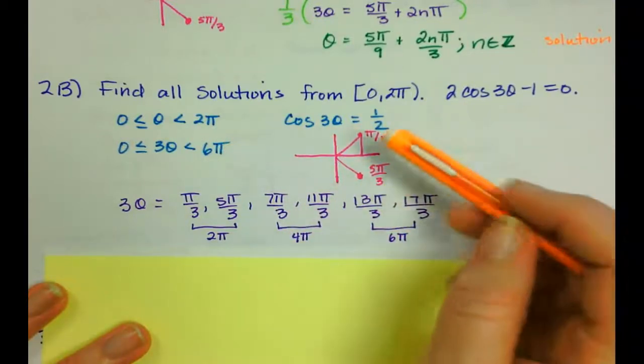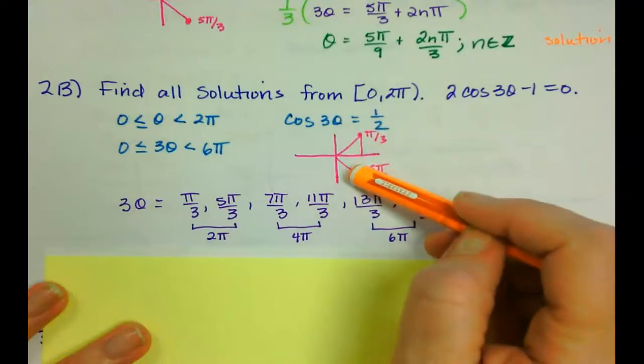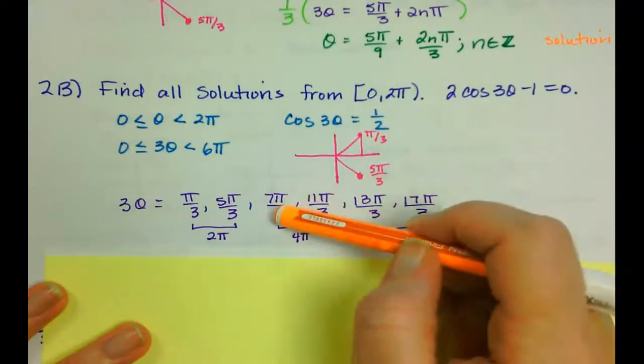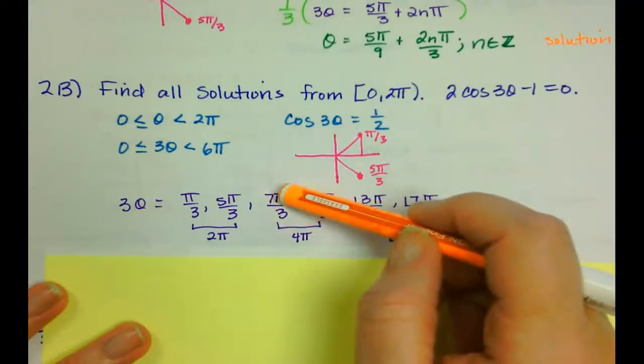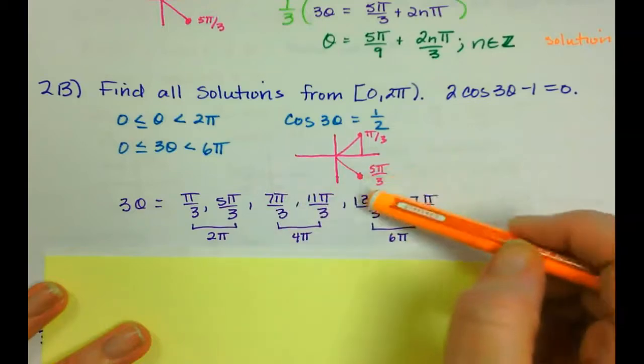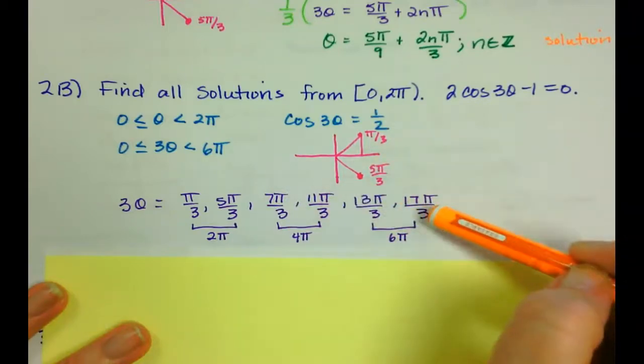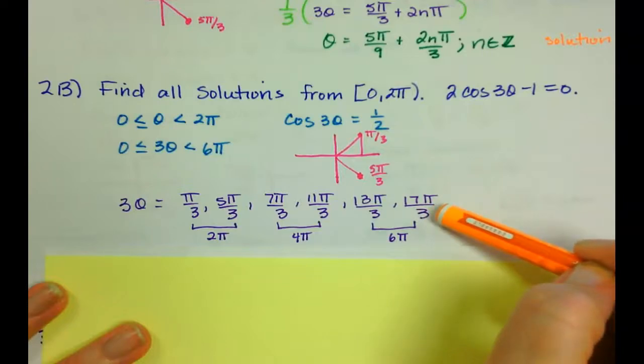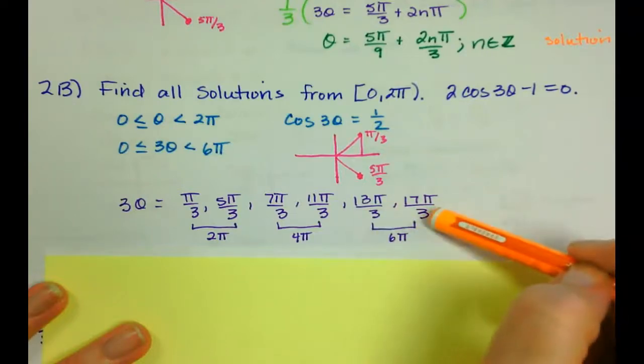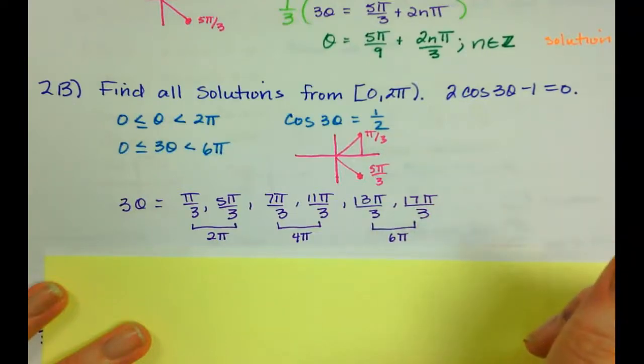If I go around the circle a third time, stopping here and stopping here, then I add 6 pi over 3 to 7 pi over 3. So 7 plus 6 gives me 13 pi over 3. And then 11 pi over 3 plus that 6 pi over 3 gives me 17 pi over 3. And so now I'm all the way out to my 6 pi.